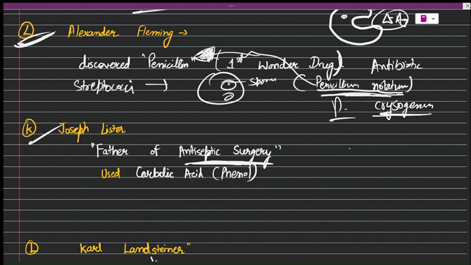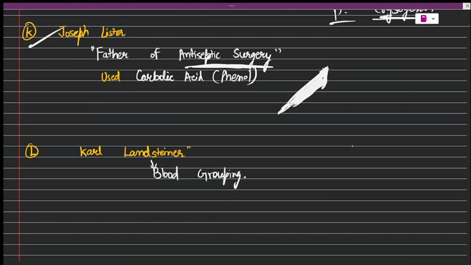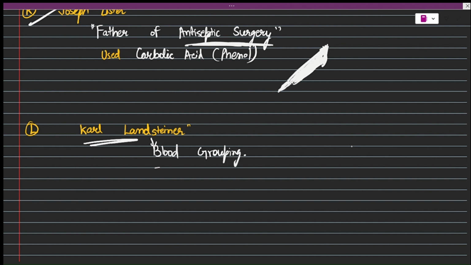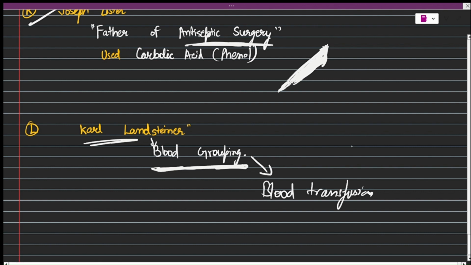Then comes Joseph Lister. He was called the father of antiseptic surgery, because whenever he used some surgical tool, he used to wash it with carbolic acid, or you can say phenol. Although it was carcinogenic, that phenol could clear the equipment so that no diseases were spread while doing surgery on a patient. Then comes Karl Landsteiner, who discovered blood grouping, and due to his finding, blood transfusion is made easy, so we are able to save many lives.